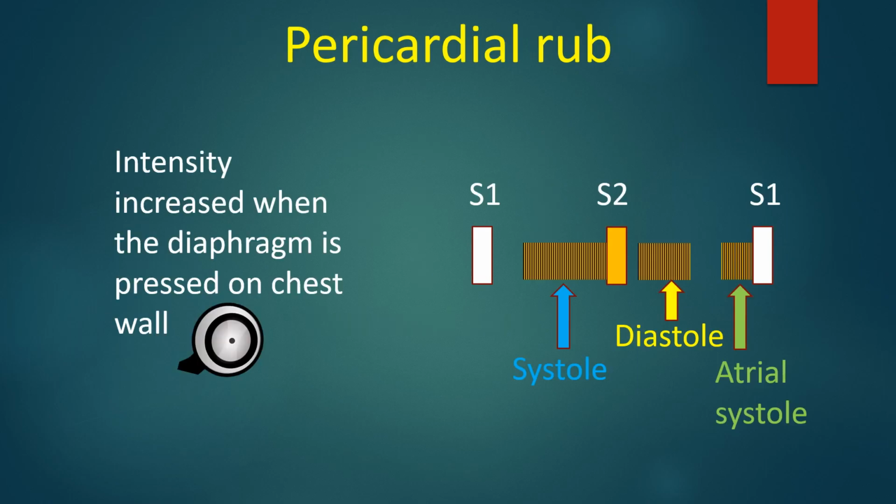Pericardial rub is a superficial scratchy sound which is better heard with the person leaning forward. Intensity increases when the diaphragm is pressed on the chest wall. It persists on breath holding and is synchronous with the heartbeats, differentiating it from a pleural rub. Pericardial rub is triphasic, with one phase each in systole, diastole and atrial systole. All phases may not be heard always, and it is well known to be evanescent.